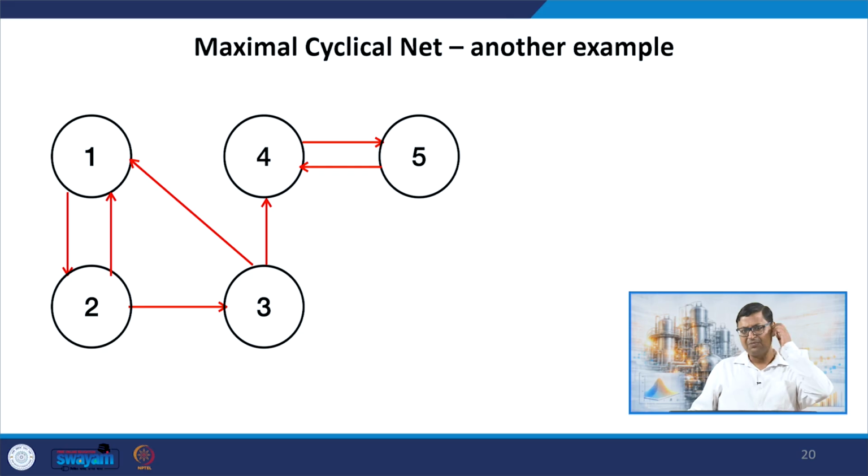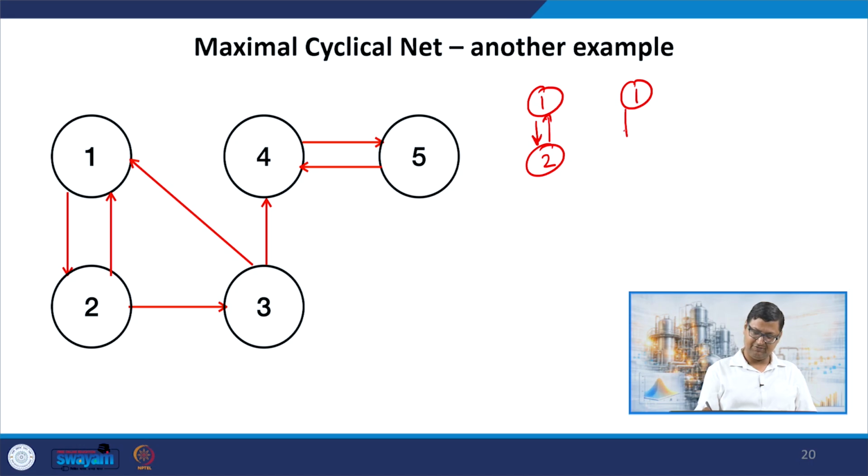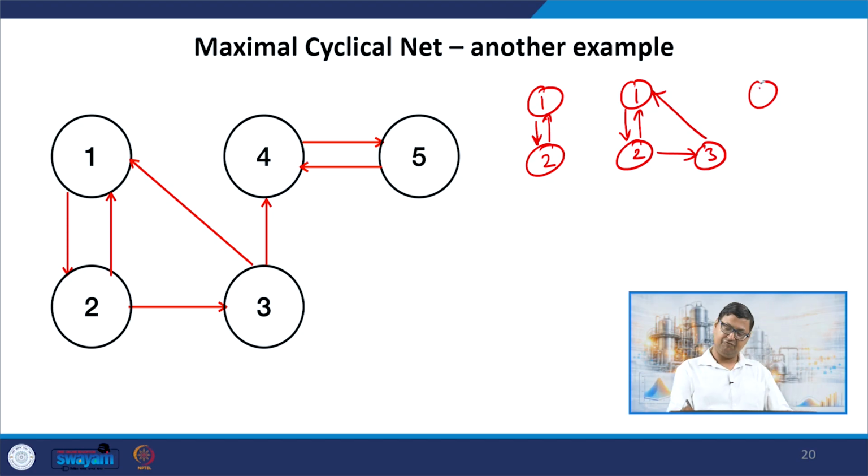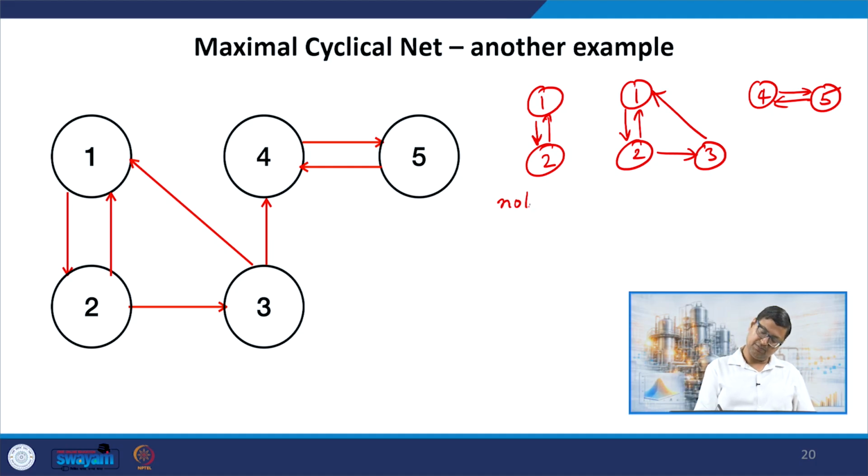Let's take one more example. In this case, we can see there are three cyclical nets. 1, 2 is an order 2 cyclical net. Then we of course have 1, 2, 3, and then we have 4, 5. So now we see 1, 2 is clearly not maximal because it is a subgraph of 1, 2, 3, and it is of course sharing common vertices. So 1, 2 is not maximal, it is out of the question.